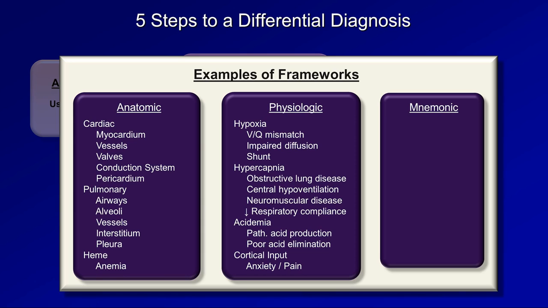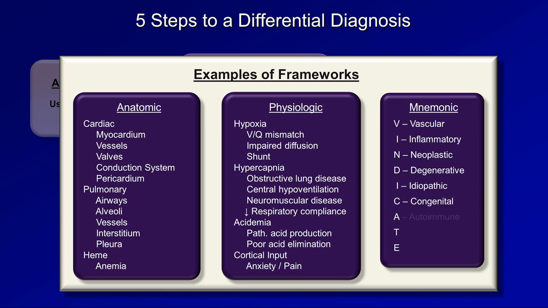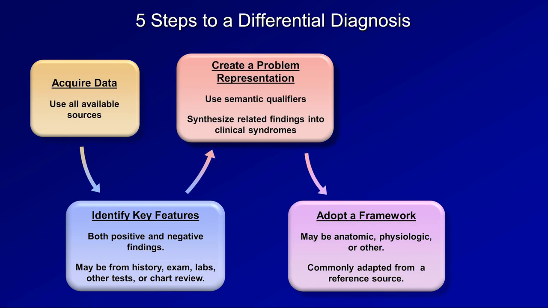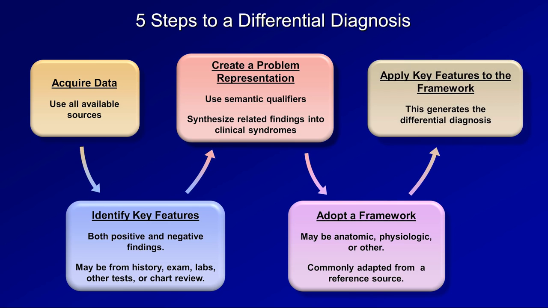One such mnemonic that's taught is VINDICATE. The V stands for vascular, the I for inflammatory, the N for neoplastic, D is degenerative, the second I is idiopathic, C is congenital, A is autoimmune, T for traumatic, and lastly E for endocrine. Okay, one more step to go. Apply the key features to the framework, which will generate the preliminary differential diagnosis.